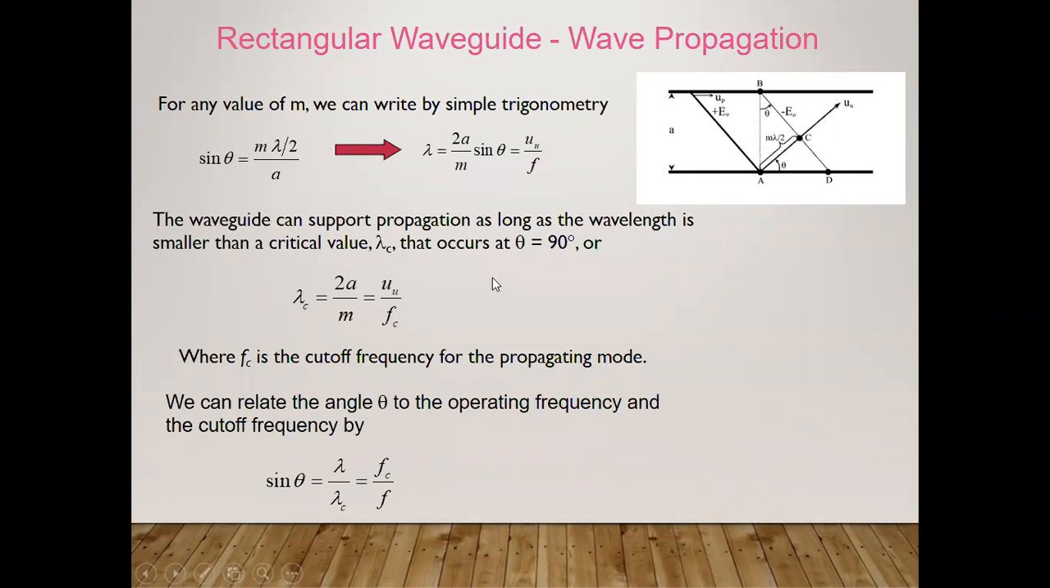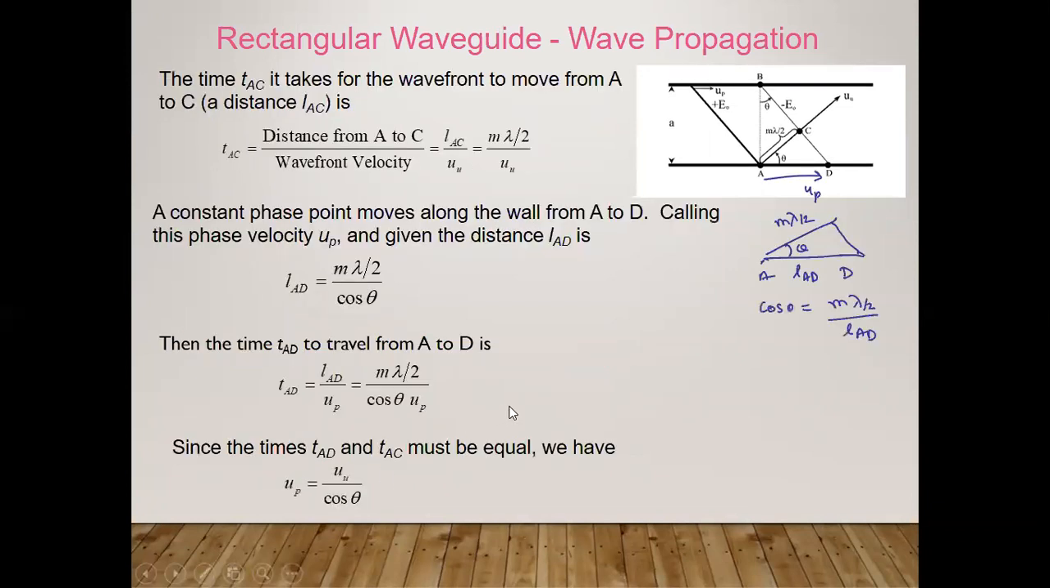So lambda c will occur at theta equal to 90 degrees. In this way, you can calculate the critical wavelength: lambda c is equal to 2a divided by m, in the mathematical expression, v divided by fc, where fc is nothing but the cutoff frequency mentioned here. In this way, you can find the normal wavelength as well as the cutoff wavelength at a particular cutoff frequency.